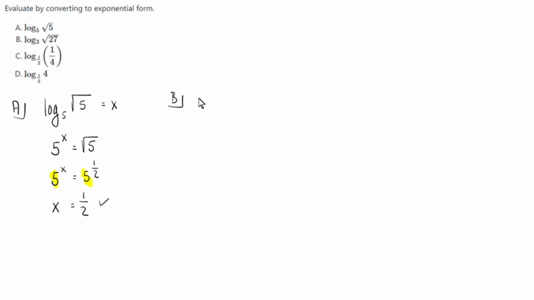In B, we do the same procedure, so log 3 of square root of 27 equals x, convert to exponential form, which is going to be 3 to the power of x equals square root of 27. Rewrite the radical in exponential form, which is going to be 27 to the power of a half.